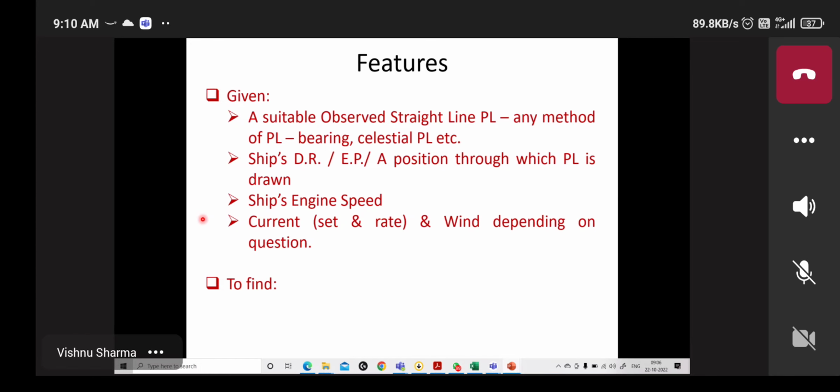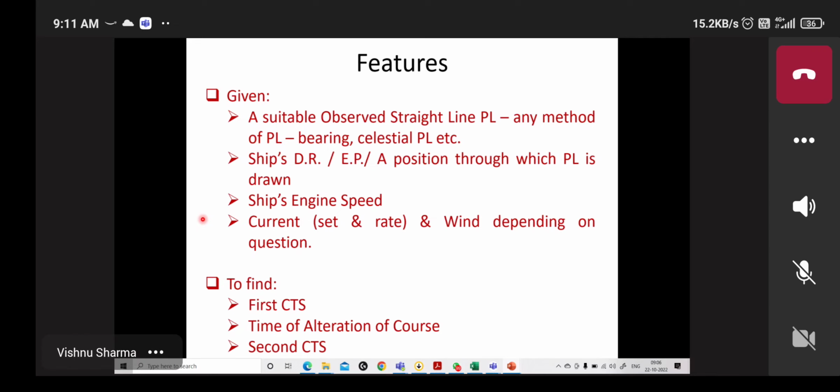What we may be required to find in such cases is the first CTS. What should be my CTS? First CTS. At what time should I alter the course? And what should be my second CTS? These three things, or two of these, or one of these, is all they can ask. You will not be able to give any more information out of this question.